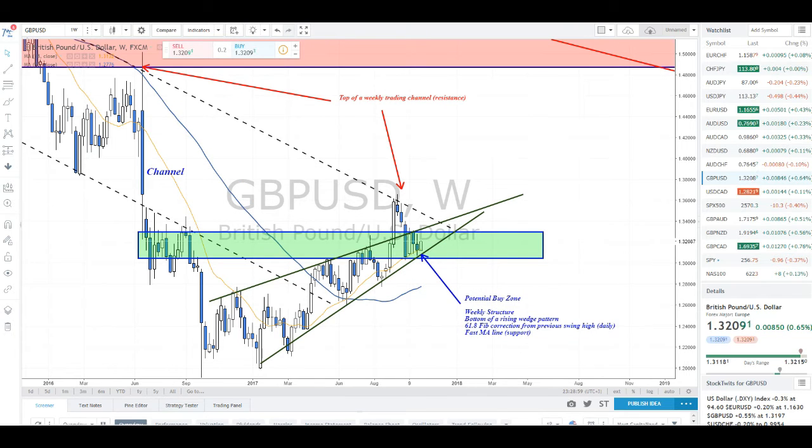And the key support zone is 1.3, 1.31. It includes the bottom of this weekly structure zone that you see here in green. It includes the fast MA line that still acts as support. It includes the bottom of this weekly rising wedge that I mentioned before. And of course, 1.3 is a psychological round number, a psychological price zone that should act as support as long as the price stays above it.